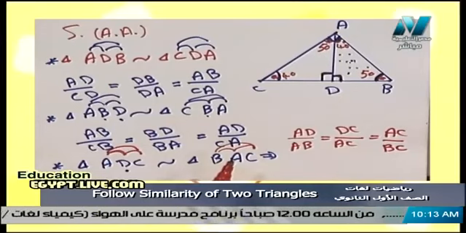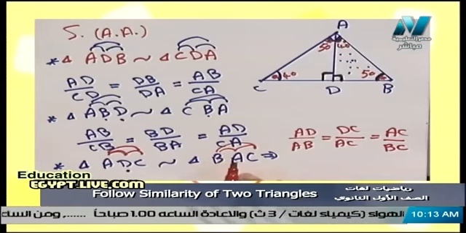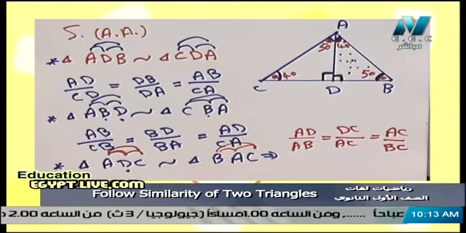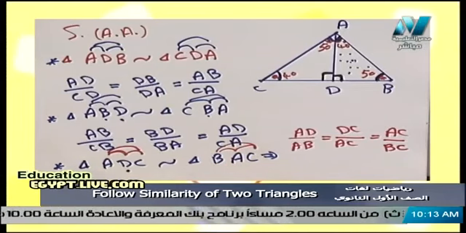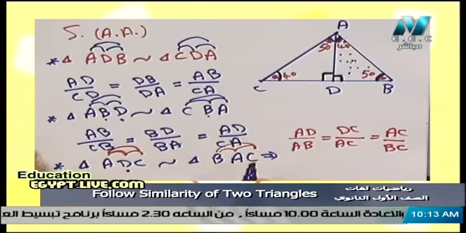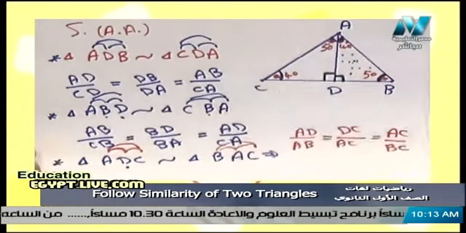So from these triangles we can deduce easily that AB power 2... we can use another paper to complete.